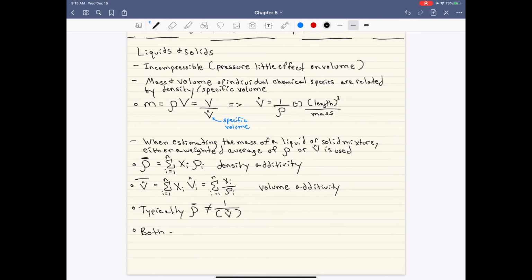Okay? Now, I just want to point out that both of these assumptions assume that there's no interactions between any of the components in the mixture. So both estimations assume no molecular interactions between mixture components.